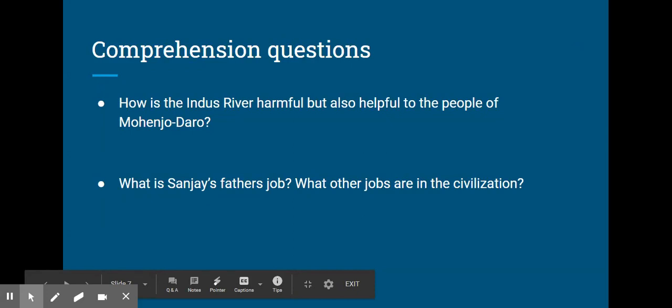So we heard in this read aloud right at the beginning, Sanjay was riding in that cart and had a little bit of a memory of the Indus River. And how is the Indus River harmful, but also helpful to the people of Mohenjo-daro? What was Sanjay's father's job? What other jobs do we know about from this civilization? Would you think it would be easy to live in this civilization, or would it be hard to live in this civilization?